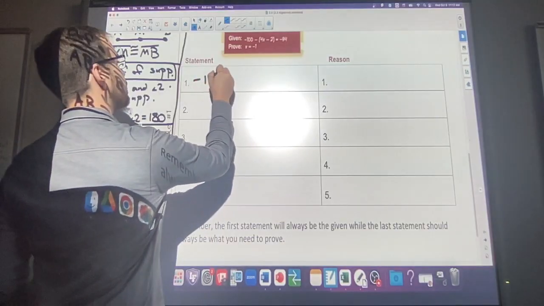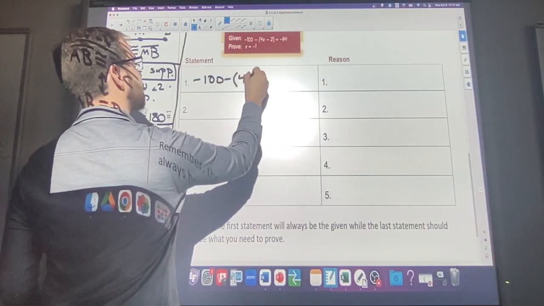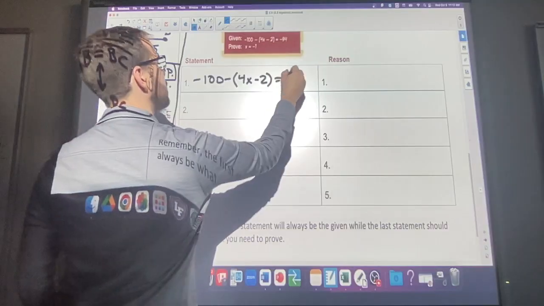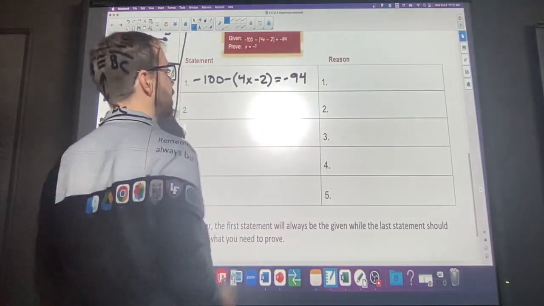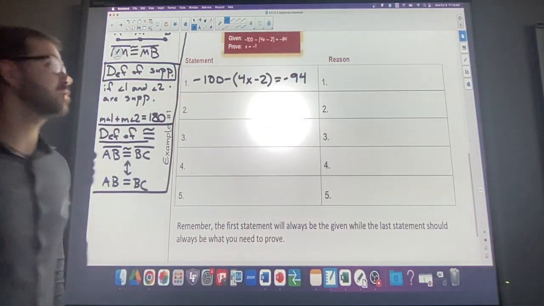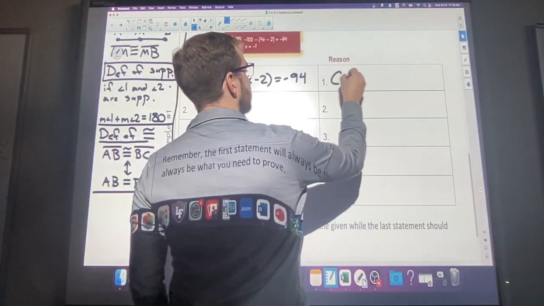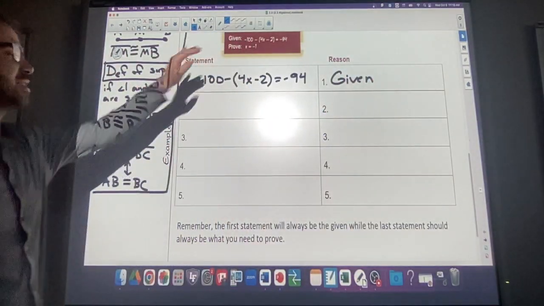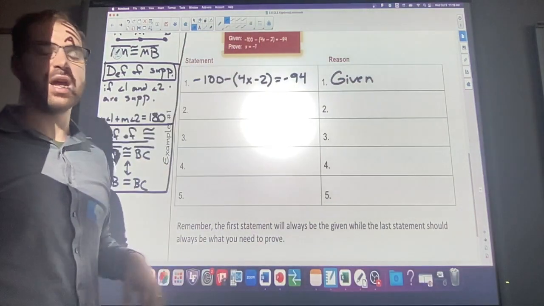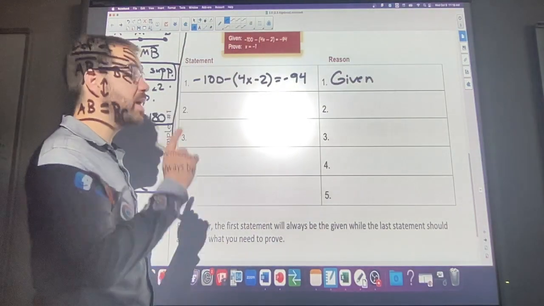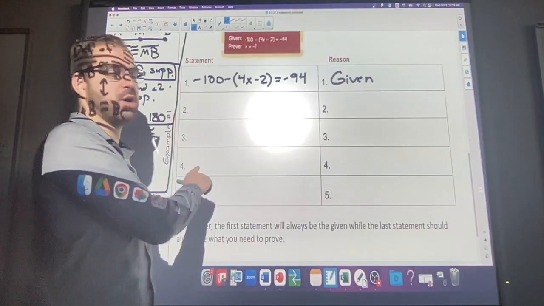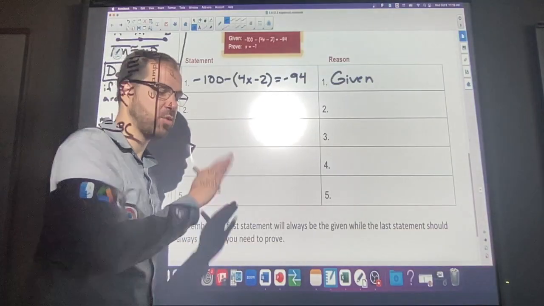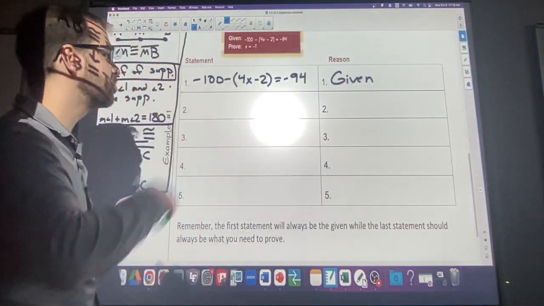So negative 100 minus 4 times the quantity x minus 2 equals negative 94. And our reason, our starting reason, is always the same. It's because it's our given. It's our given, and we're trying to prove that x equals negative 1. So we're just going to solve this, and we're going to state the reason each step of the way. There are many different ways to do this. Your work may not look the same as mine. So go ahead and try this, see how it goes, and I'll do it as well.